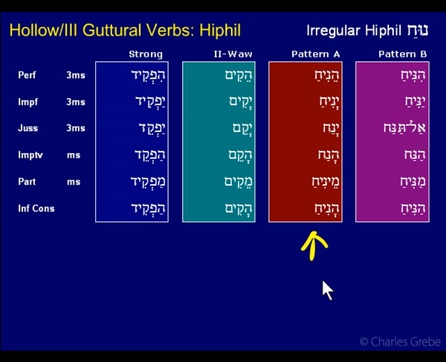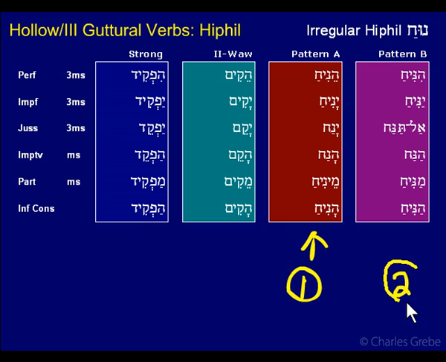Nuach means to rest, and the Hiphil often is causative, so this means to cause to rest. Now, the interesting thing about nuach in particular is that it has two patterns. So this is pattern 1. This is the normal one. This is what we would expect in terms of form and meaning.